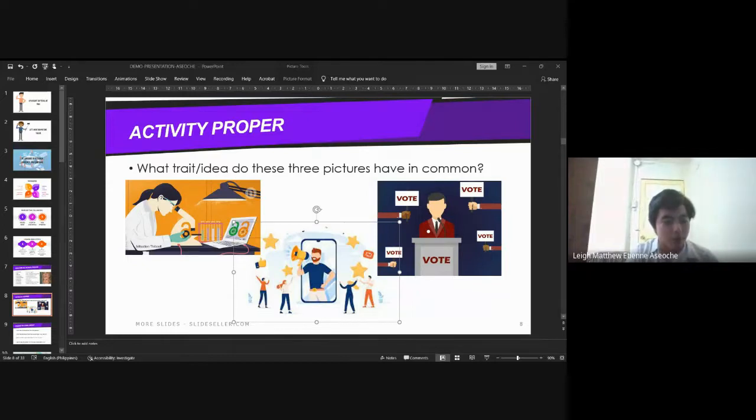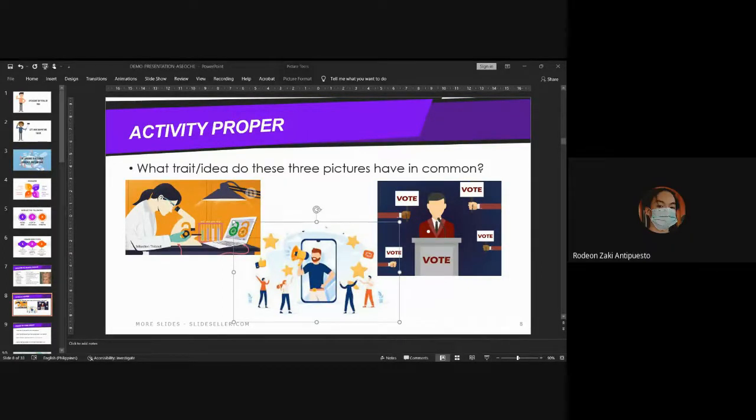Okay, no one will volunteer. I'll try calling some names. Is Mr. Antipuesto here? Yes, sir. Okay. For you, what are your opinions or thoughts about these three pictures? What do you think is the common thing that they share with each other? Don't worry. There's nothing really right or wrong here because I'm trying to get your ideas or perceptions.